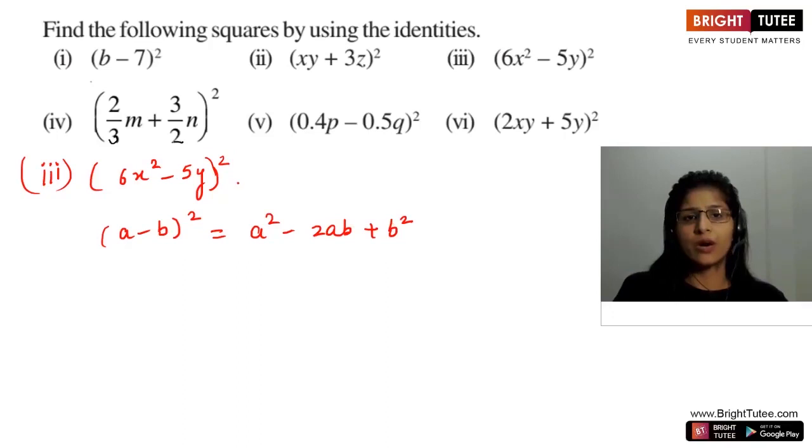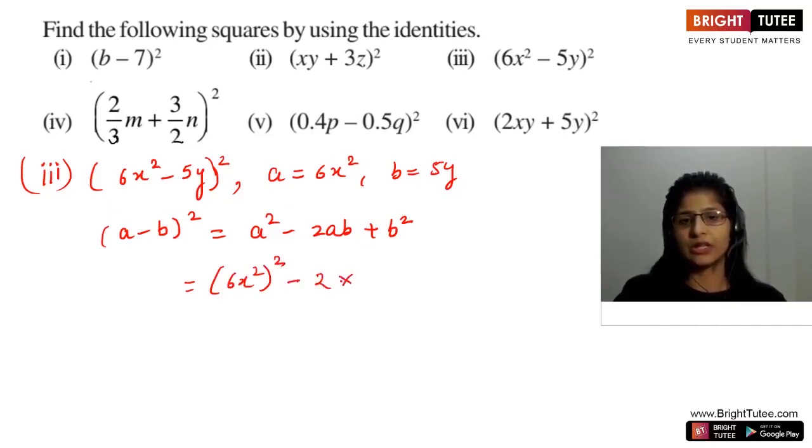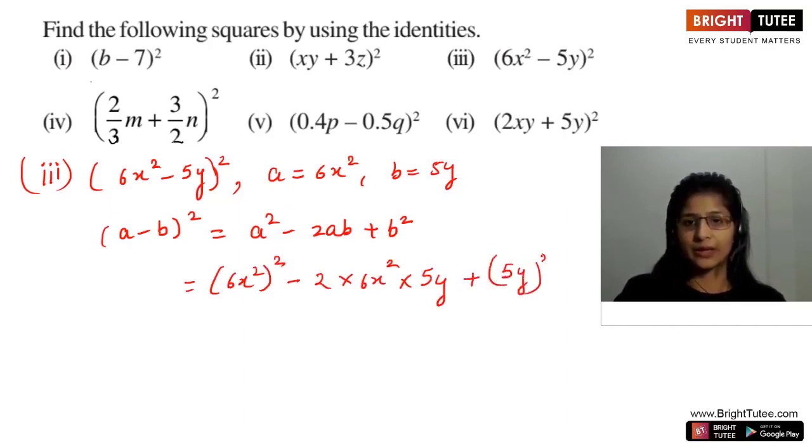So now by comparing, we know that a is 6x square and b is 5y. Putting the values in the formula, (6x square) whole square minus 2 into a, which is 6x square, into b, which is 5y, plus b square, that is (5y) whole square.